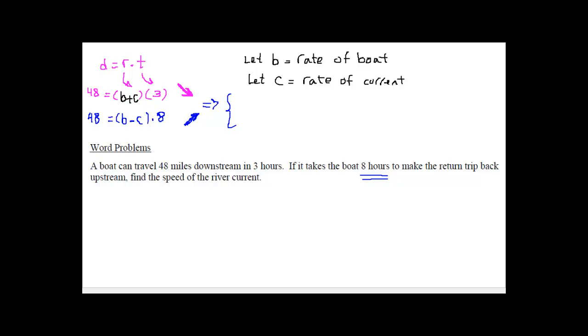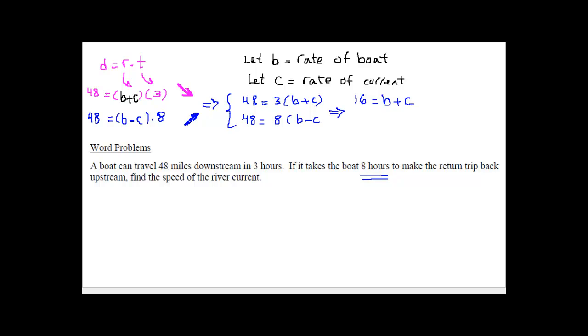The first one is 48 is equal to 3 times (B plus C). And here we have 48 is equal to 8 times (B minus C). Let's go ahead and divide both sides of the first equation by 3. Can I do that? So what do we get if you do that? 48 divided by 3, what do we get? We get 16. 16 is equal to B plus C.